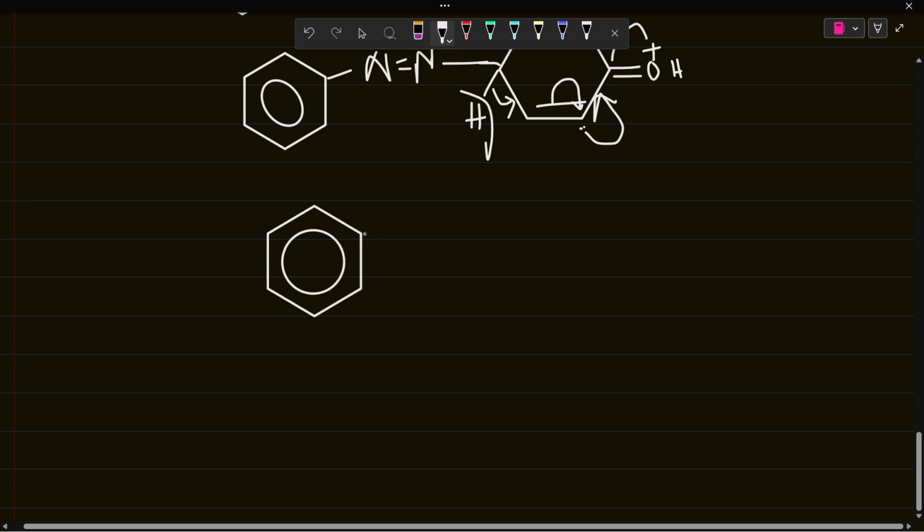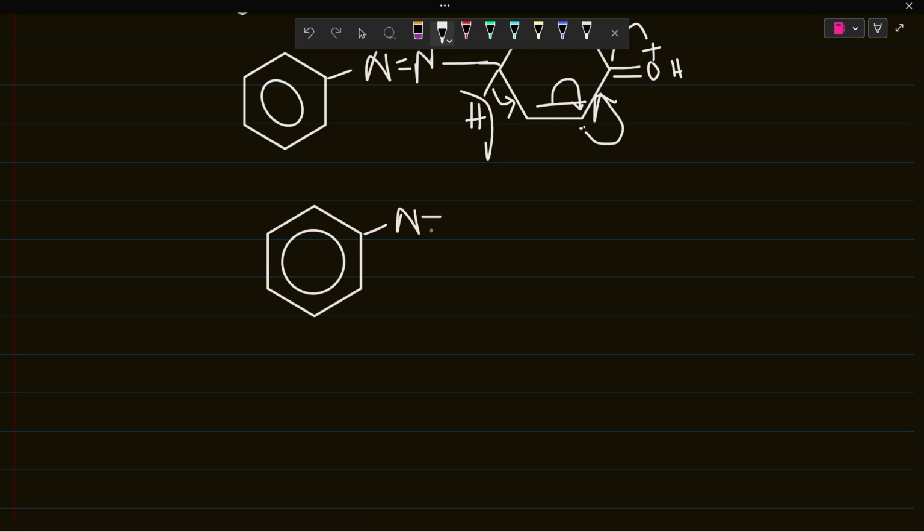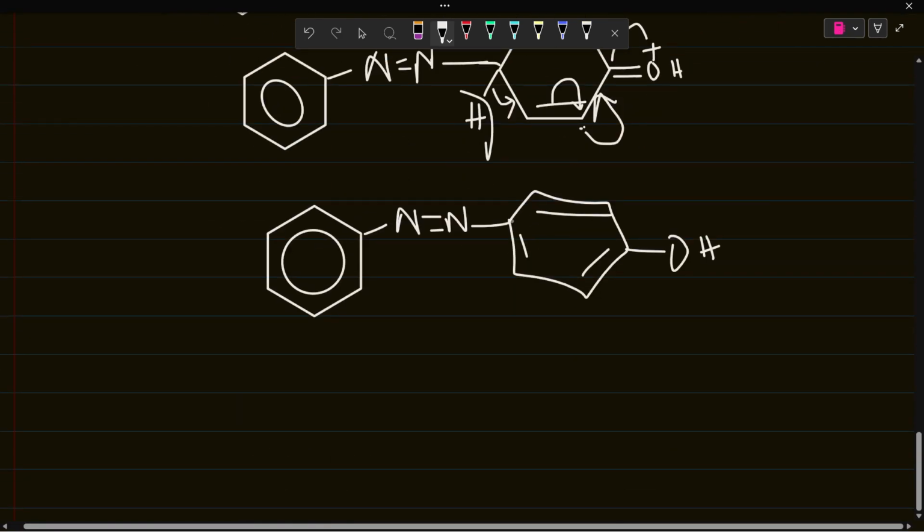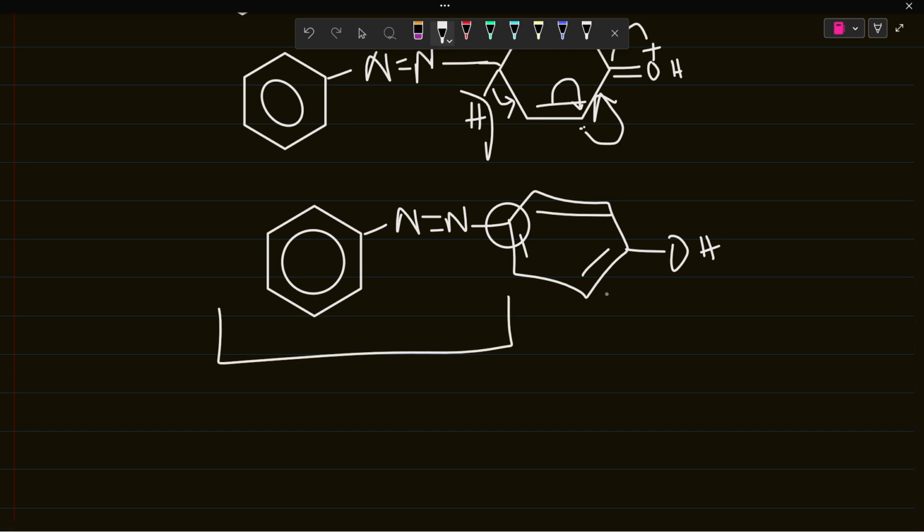Okay. So here N, double bonded N. Also this ring. Fine. And this ring over here, this, and OH over here. I hope you understand what we have done. Right? So here you have to understand that if the para position is already occupied, then this nucleophile can attach to the ortho position as well.